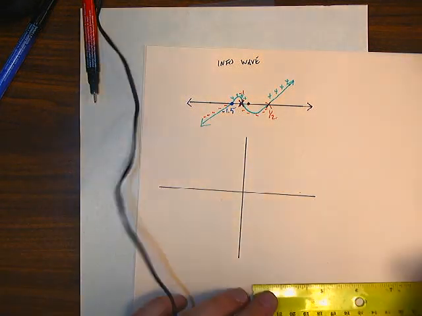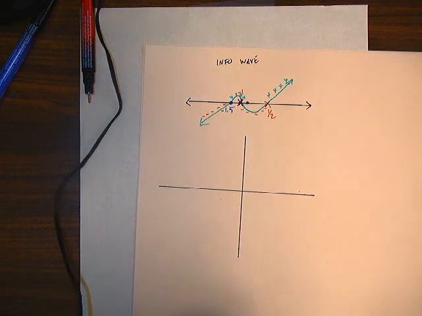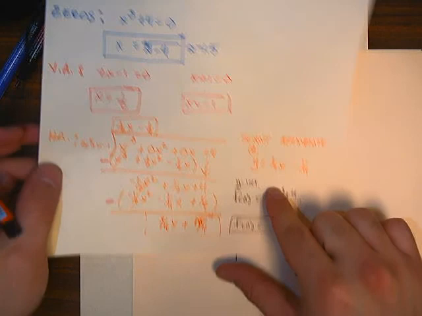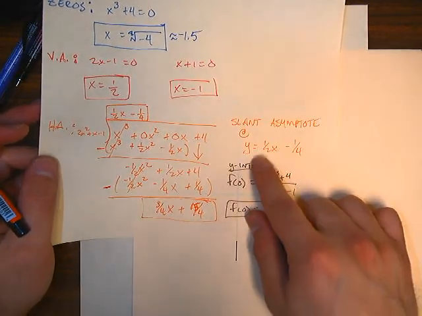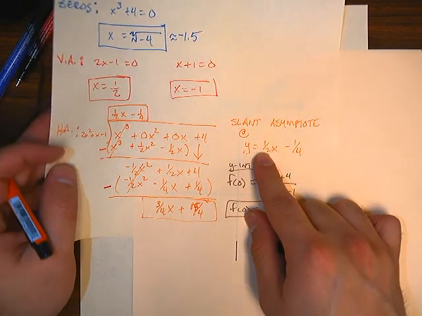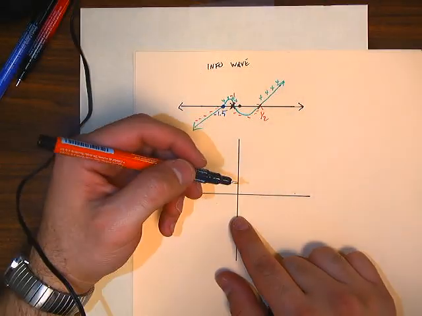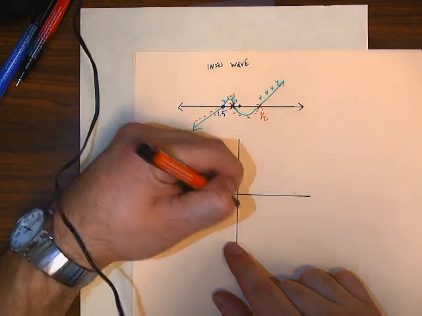So we're going to come through here, and we're going to draw in our slanted asymptote. Our slant asymptote: our y-intercept is at negative 0.25, and we're going to go rise 1, run 2, because our slope is 1/2. So I'm going to come down here to negative 1/4, more or less right here.